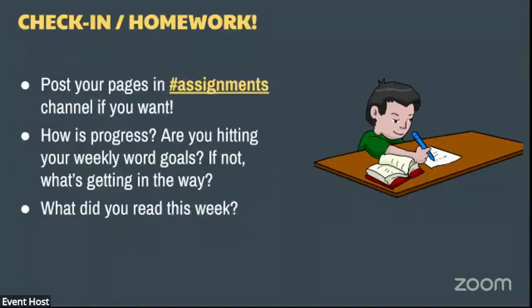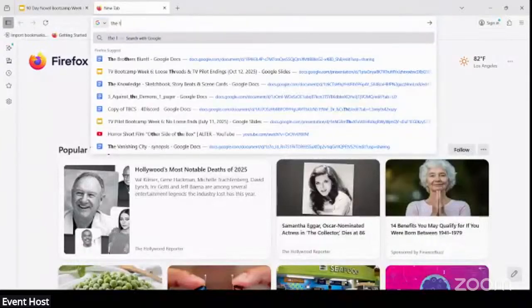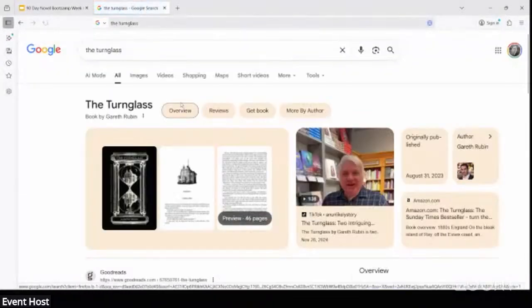In terms of things I'm reading, I am actually going to start reading The Turn Glass. It is by, I forget the author's name. I featured him a couple times in Mystery Group. It's a more recent book, and it's an interesting one because it's a mystery where you read it one way and then you literally have to turn the book upside down to finish it. Yeah, that's it. Gareth Rubin. Yeah, that's him.